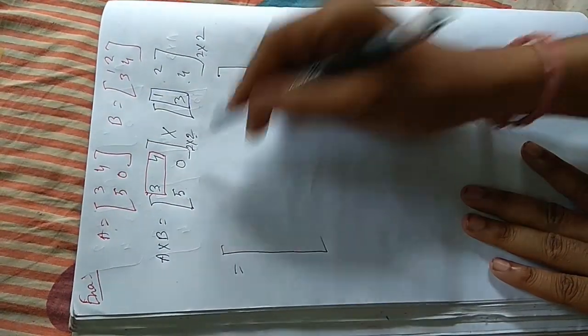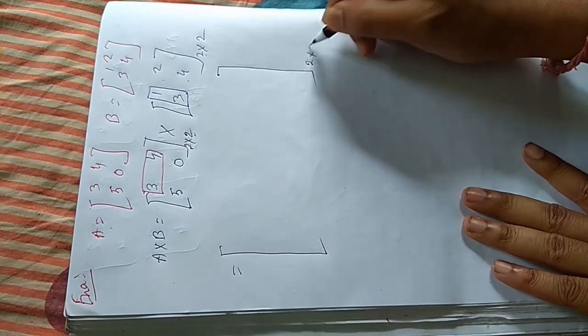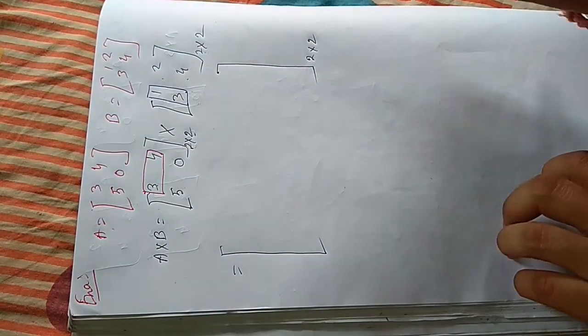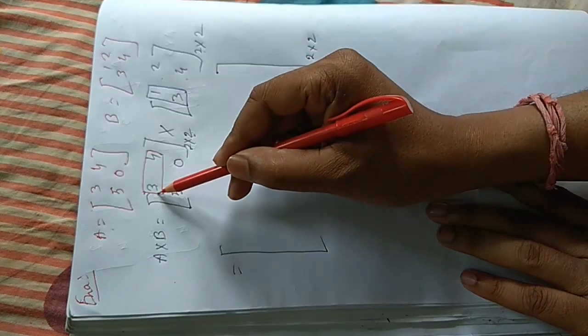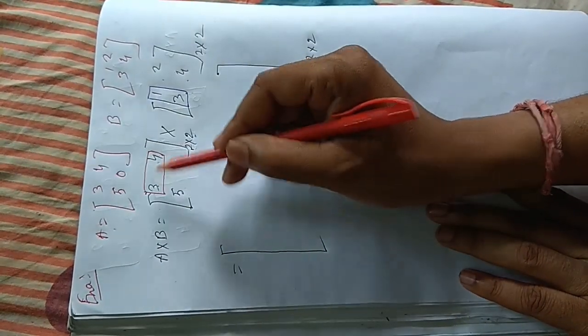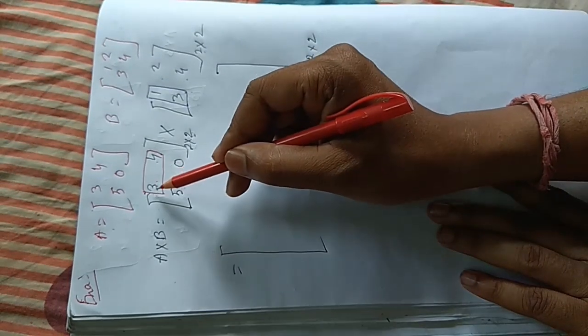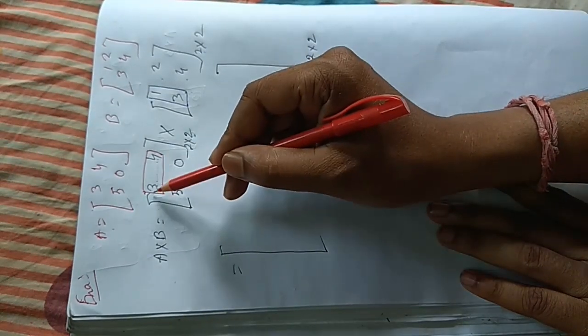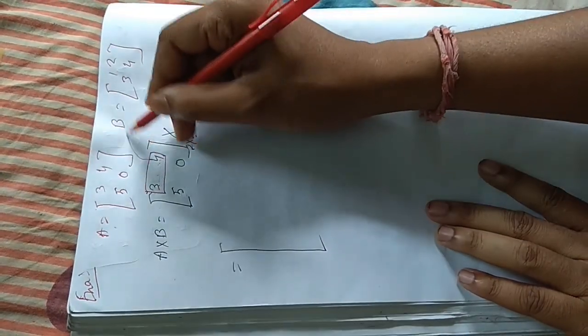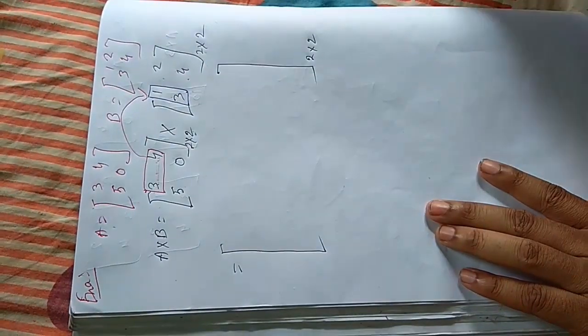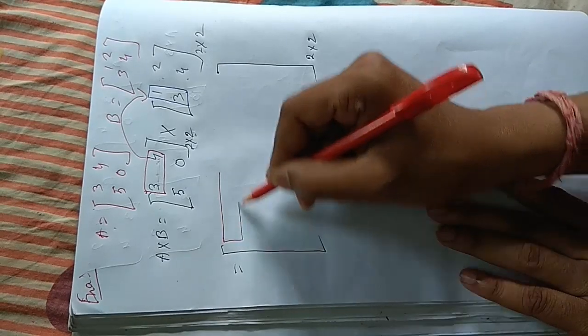So obviously the product matrix is of order 2 by 2, so I write it right here, though it's not mandatory to write the order. First, see how to multiply. Take the first matrix's row, that means the first row, and multiply it with the second matrix's column. And write this in the first position.